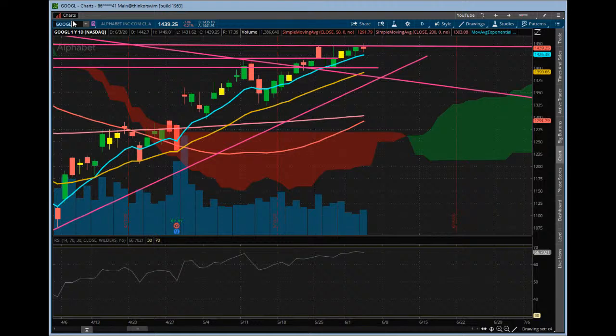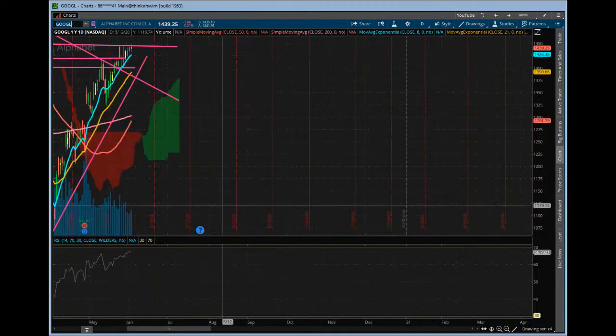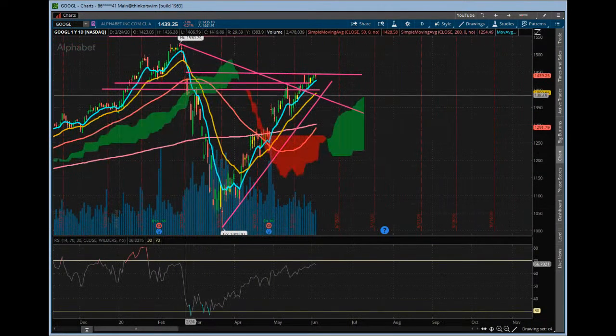Google's still hanging in there, still basically into this gap level, this gap resistance area right here. So just see if we can get you some volume and get above that.